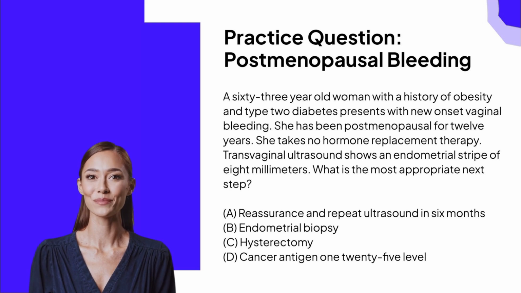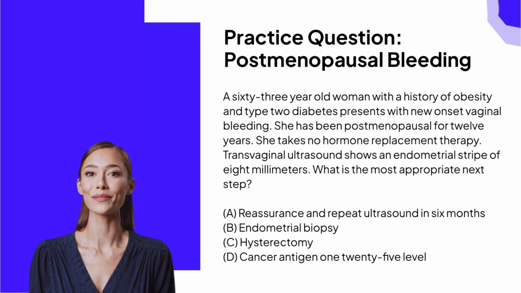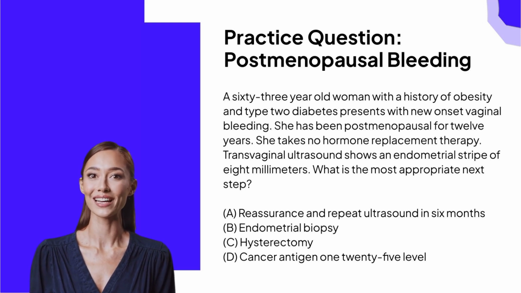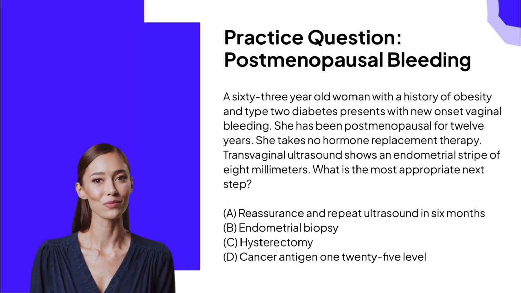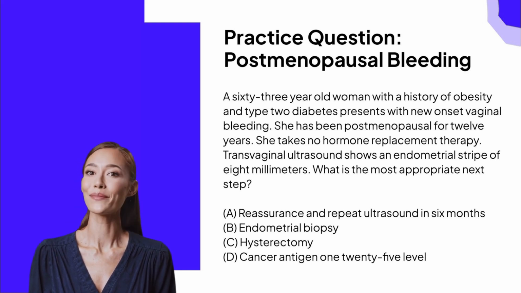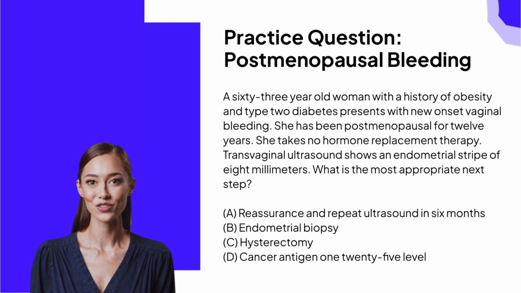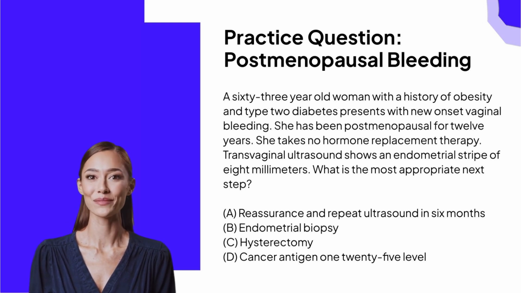The question asks for the most appropriate next step. Notice how the stem is loaded with risk factors for endometrial cancer: postmenopausal status, obesity, and diabetes. The ultrasound already shows a thickened endometrial stripe at 8 mm, which is well above the 4 mm cutoff. Think about whether you need more diagnostic information or if you should jump to treatment. The choices are A. Reassurance and repeat ultrasound in 6 months. B. Endometrial biopsy. C. Hysterectomy. D. Cancer antigen 125 level.